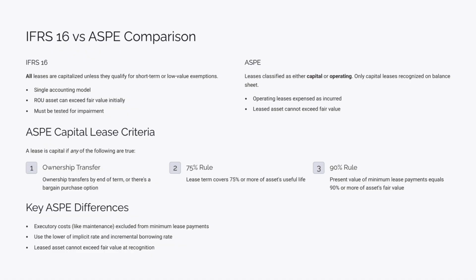ASPE also requires executory costs like maintenance to be excluded from minimum lease payments. Use the lower of the implicit rate and the incremental borrowing rate, and the leased asset cannot be recorded at more than its fair value. In contrast, IFRS allows the ROU asset to initially exceed fair value, but it must be tested for impairment.